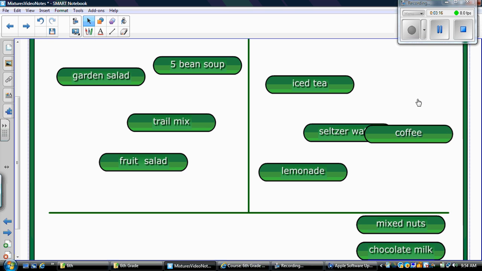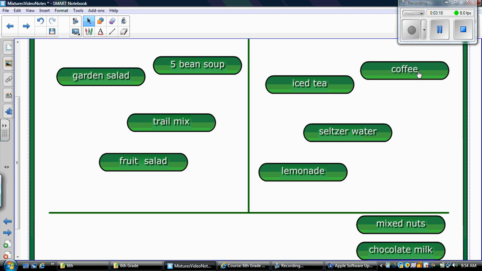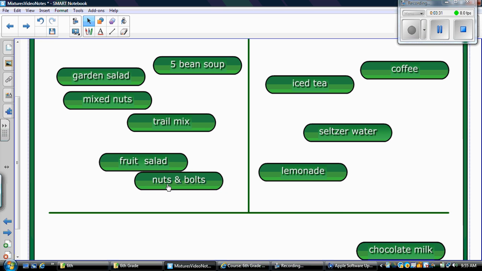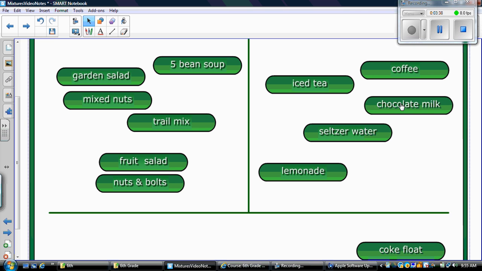Coffee, same thing. I cannot see all the parts that make up coffee. I cannot see the individual coffee grounds in the water, so I'm going to classify it as homogeneous. Mixed nuts, different types of nuts, I can see those. Nuts and bolts, we did a lab with that in Target 14. I can see the parts, so I'm going to put it over there on heterogeneous. And then chocolate milk, I cannot see the parts, so it's homogeneous.